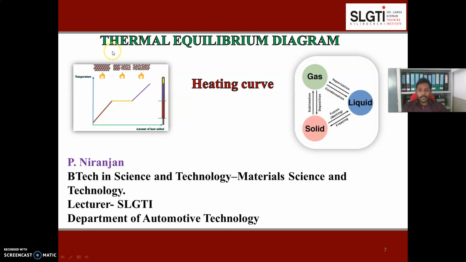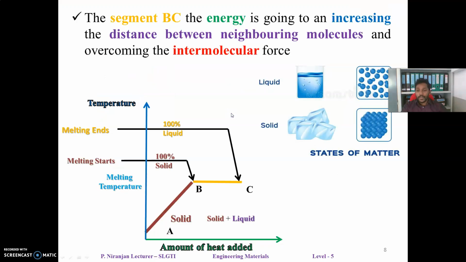In the previous video I explained our main topic, the thermal equilibrium diagram. Under that we are going to study the heating curve. Before moving to today's lesson, we are going to make a summary of the previous video. In the previous video I stopped at this slide.